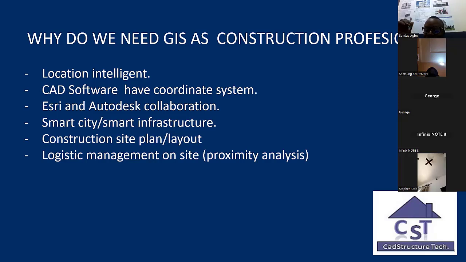Then we talk about the construction site plan or layout. Now, GIS will actually help us in our site plan. For example, normally if you are designing a site plan, you just have the shape of your building, or the shape of the site that you want to build on, and then you position, okay, this should be the proposed building, and this should be where you put your materials, your store, and all that. But if you are using GIS to do that, it will help you to actually have real-time data of it.